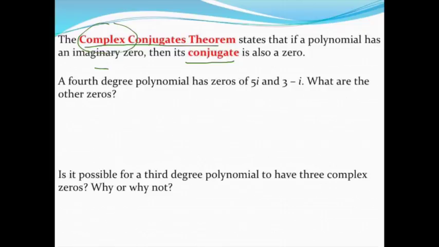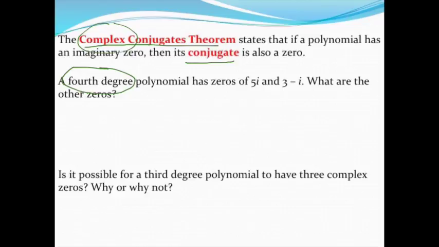So we're told that we have a fourth degree polynomial. Well, what that means is that I have 4 zeros, because remember, the degree also tells you how many solutions you'll have. And 2 of those zeros are 5i and 3 minus i. We want to know, or they want to know, what the other 2 solutions are.